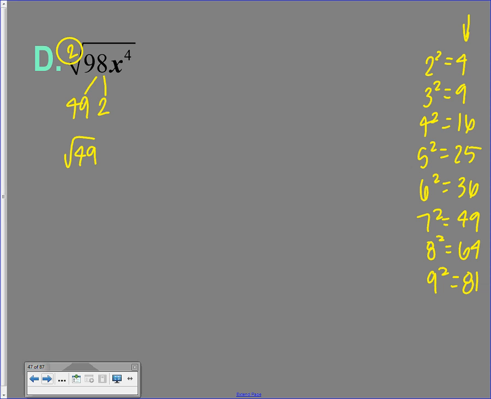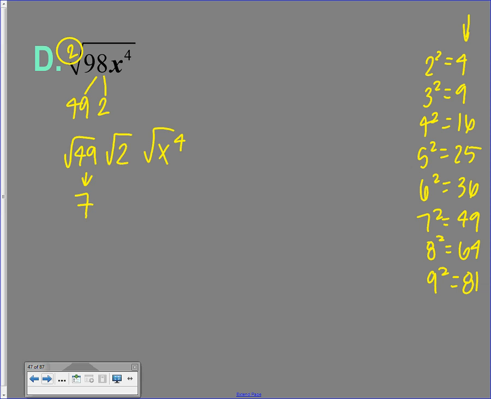So I can break this up into the square root of 49 and the square root of 2, and then I'm just going to put the square root of x to the fourth at the end. So basically, you're doing the exact opposite of what you did in examples A, B, and C, where you're working yourself backwards. Now, the reason we do that is because you know that the square root of 49 is 7.